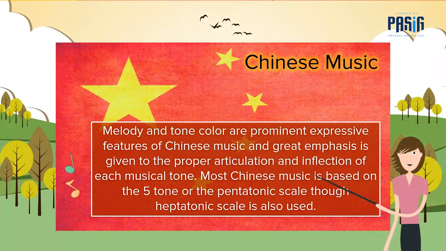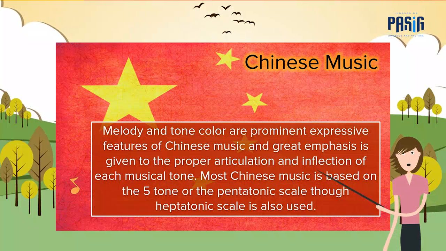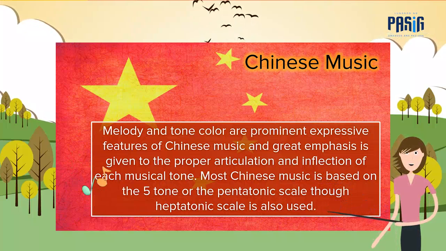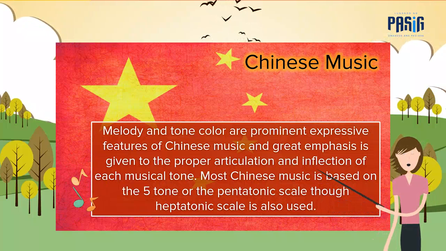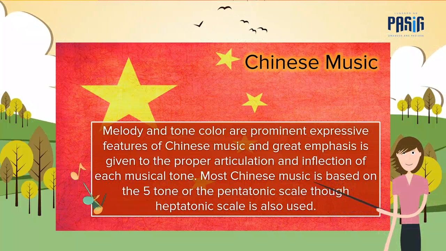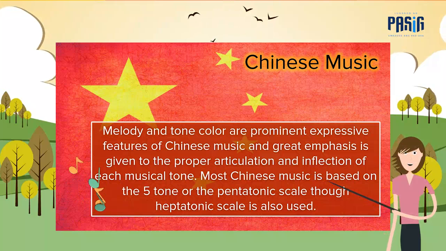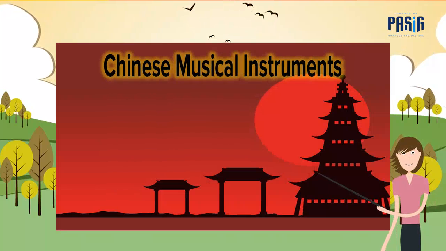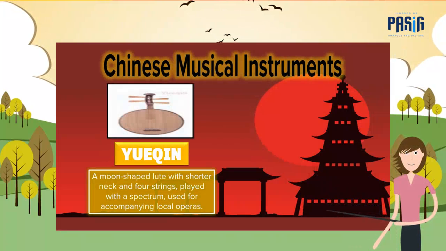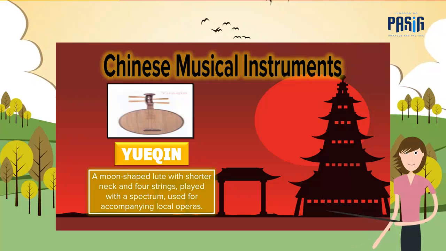Melody and tone color are prominent expressive features of Chinese music, and great emphasis is given to the proper articulation and inflection of each musical tone. Most Chinese music is based on the 5-tone or pentatonic scale, though the heptatonic scale is also used. Now let's move on to different Chinese musical instruments.